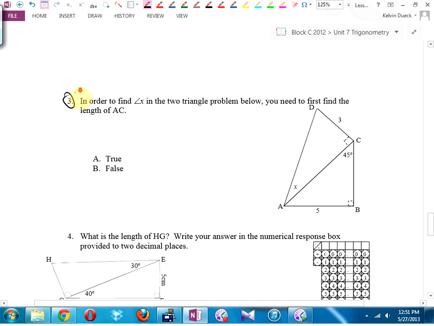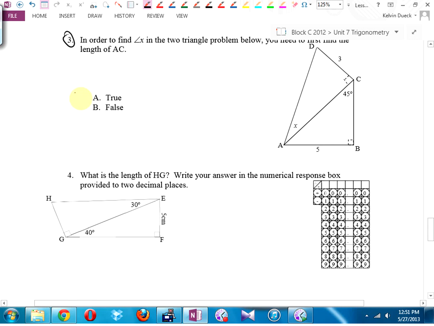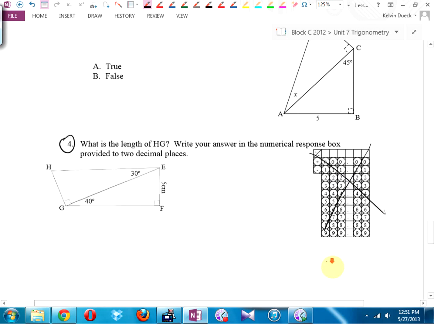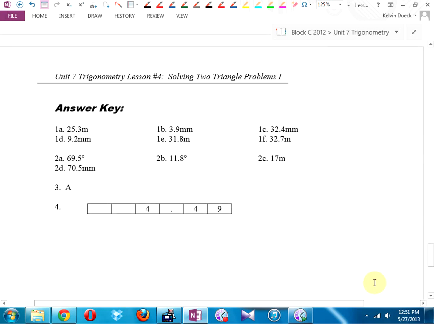3 is a true or false question. 4 is good. This is how they do numerical response questions. Sometimes, actually, you can ignore the numerical response filling in the bubble because I yoinked that from somewhere else, and you can just write down the answer. The answers are attached, and I think I have another take-home quiz for you.